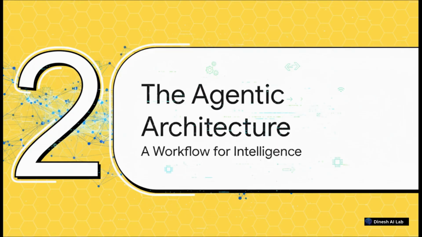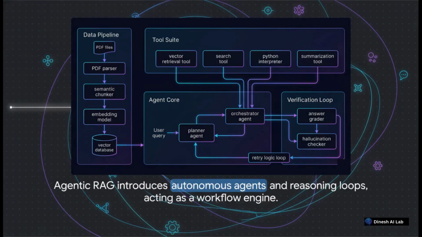And this is where the agentic architecture comes in. It fundamentally rethinks how an AI can approach a problem. So here, we're moving from a simple, straight line to a much more dynamic system. This is Agentic RAG. It's not a simple pipeline anymore. It's more like a sophisticated workflow engine for intelligence. It has specialized parts, a data pipeline, an agent core, a whole suite of tools, and a really critical verification loop. Let's break down each of these components.